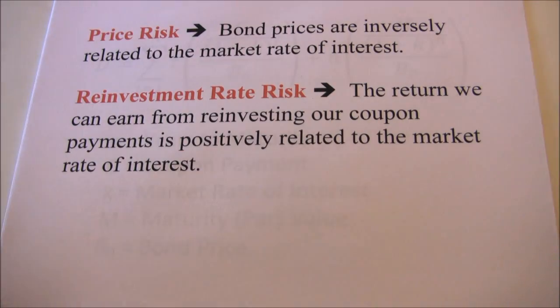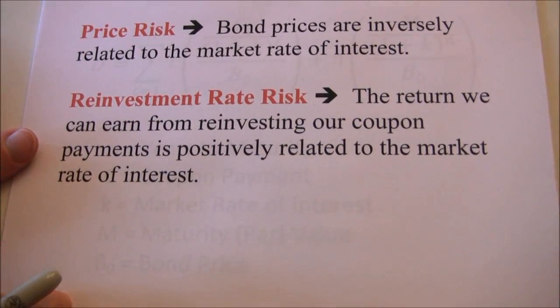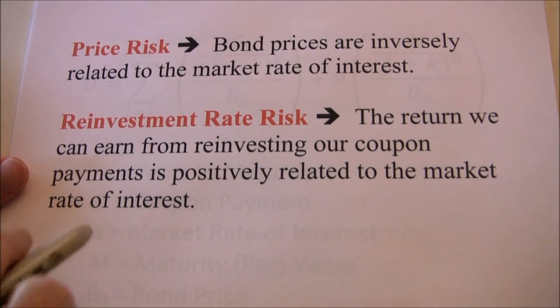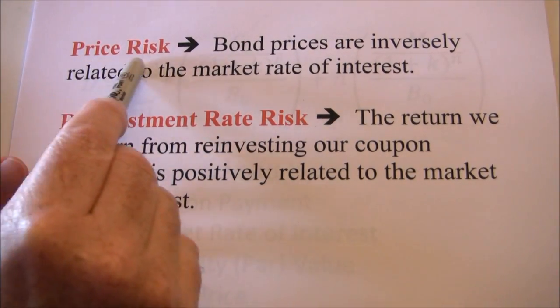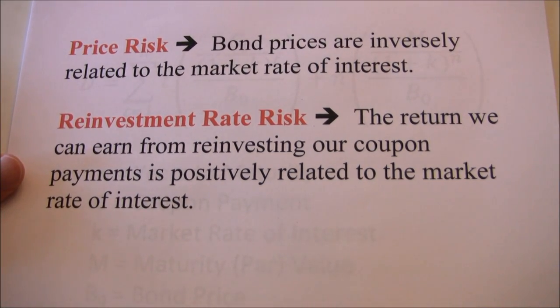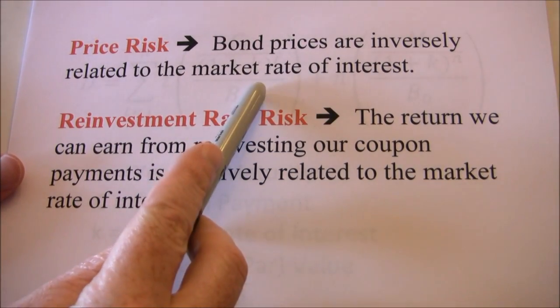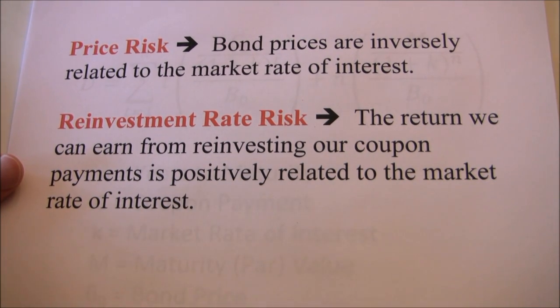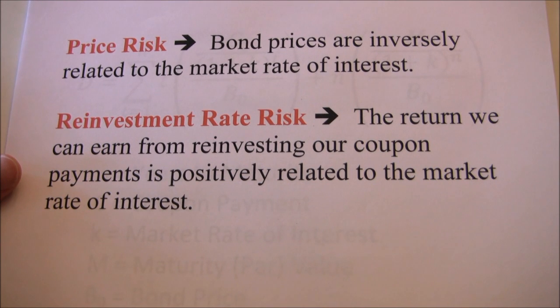Now, another issue with duration that's sometimes important is when we think of bonds and interest rate changes, typically we're referring to this price risk. Price risk refers to the idea, as we stated earlier, that bond prices are inversely related to the market rates of interest. As interest rates go up, bond prices come down.